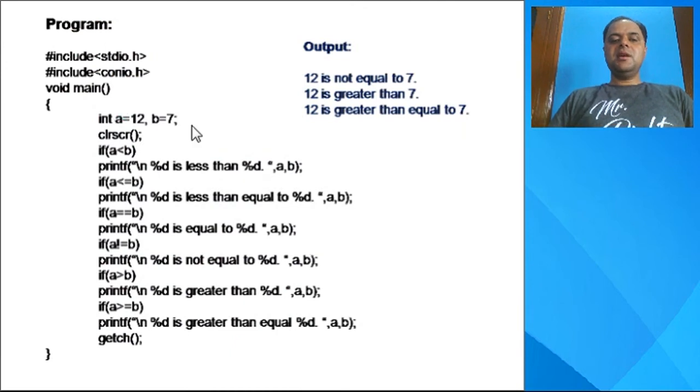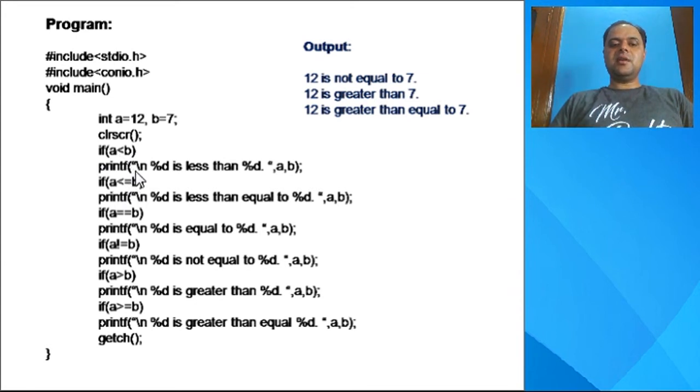So let's take an example. Consider a program. The header files: include stdio.h, include conio.h, void main. I have taken two integer variables a and b, and assigned the value 12 to a and 7 to b. Clear screen, as you know. So if a is less than b, this condition is false. a is less than or equal to b, this condition is also false.